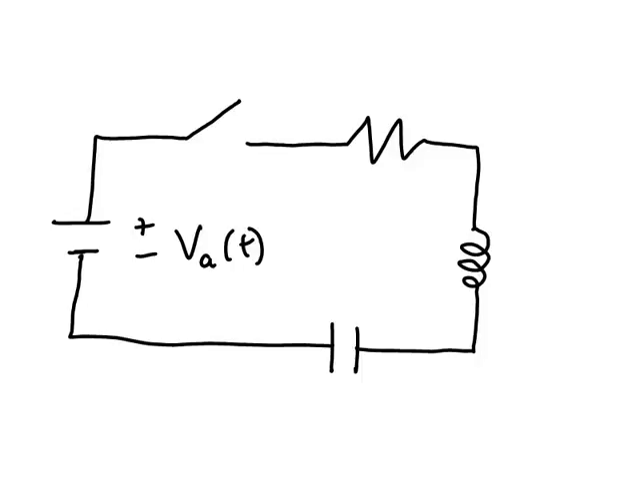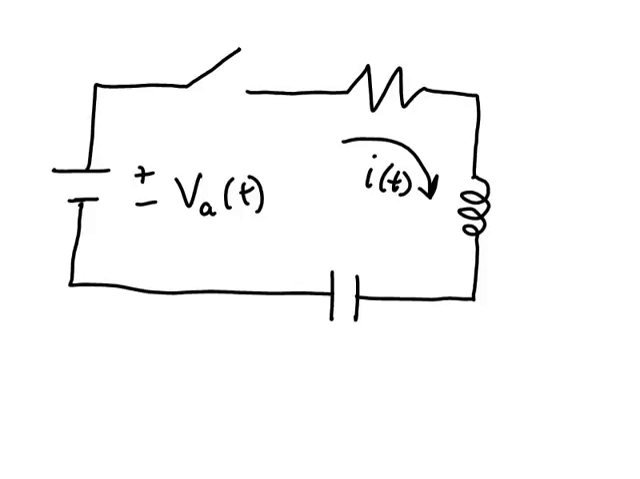Similar to the last example, we need to start by identifying the input and the output. The applied voltage is going to be the input, and the output, once again, is going to be the current in this loop over time.